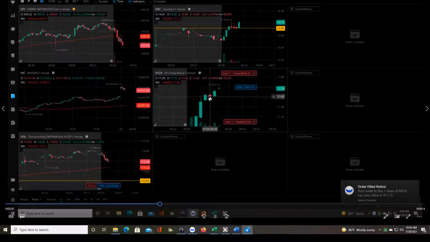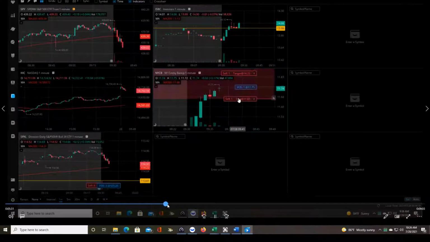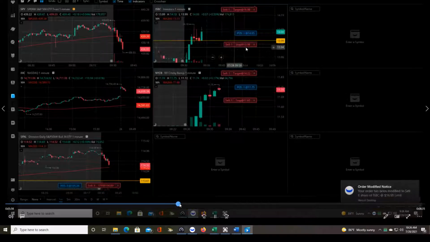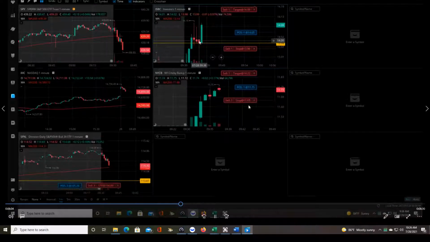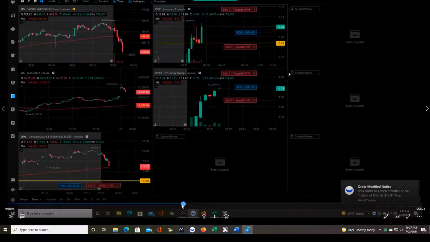So the low of that red candle is 11.66, so I go up to 11.65 with my stop loss. So that gives me a 10-cent risk. Twice my risk would be 20 cents, and that's where I'll move my target. Now, let's look at the ISBC entry.